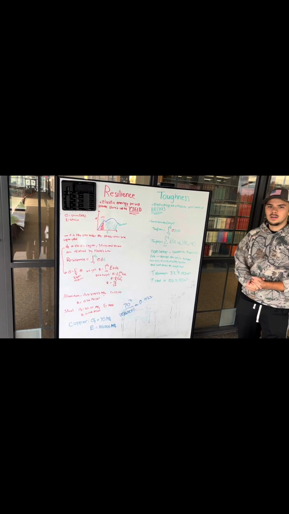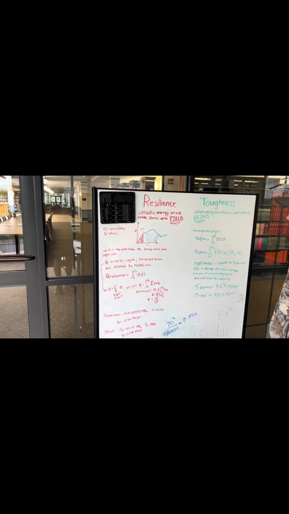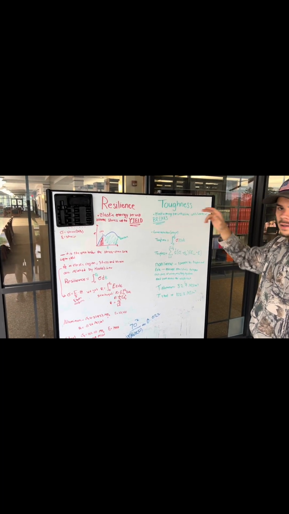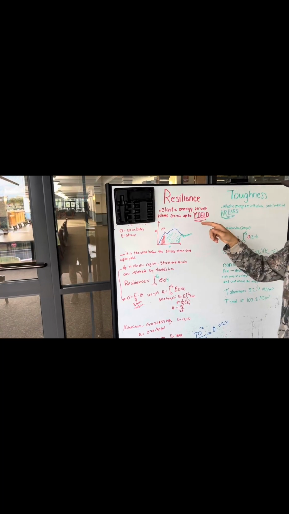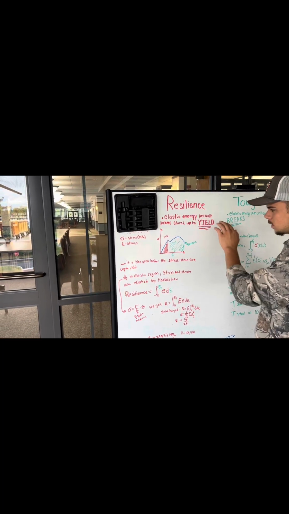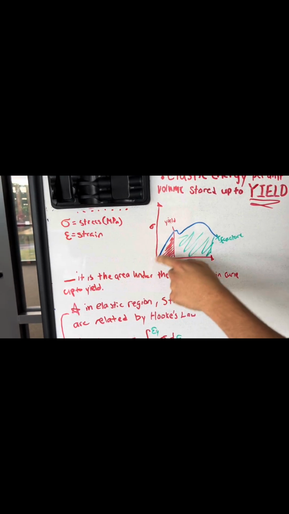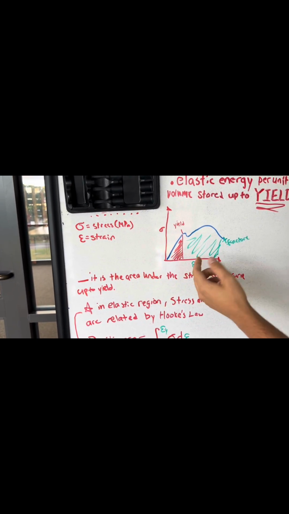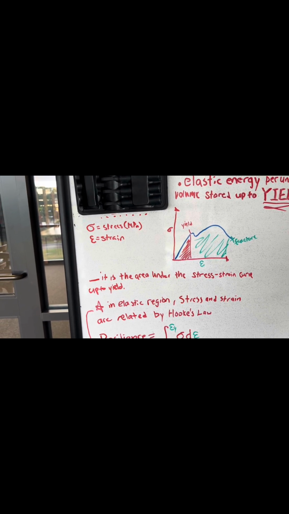My name is Dmitry Germanovich, and I'll be talking about resilience and toughness. Starting off with resilience, in simple terms, it is the elastic energy per unit volume stored up to the yield. The yield is the point right here, right past the elastic region. It's where the material, if let go, will no longer return back to its normal shape or size.